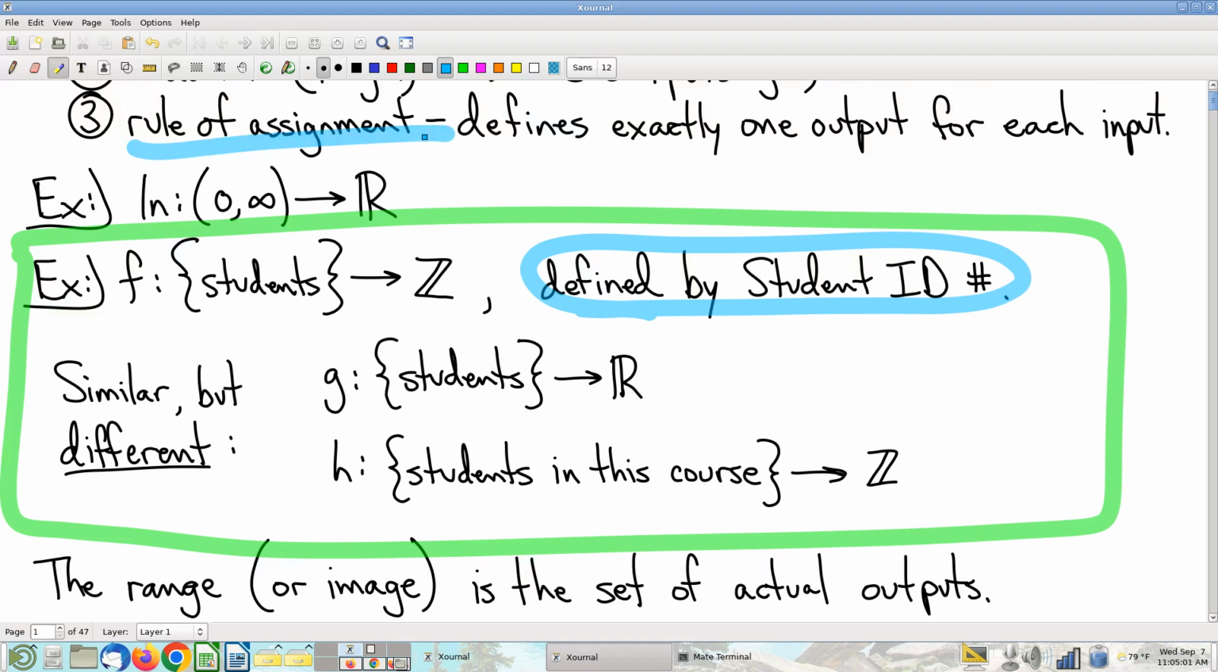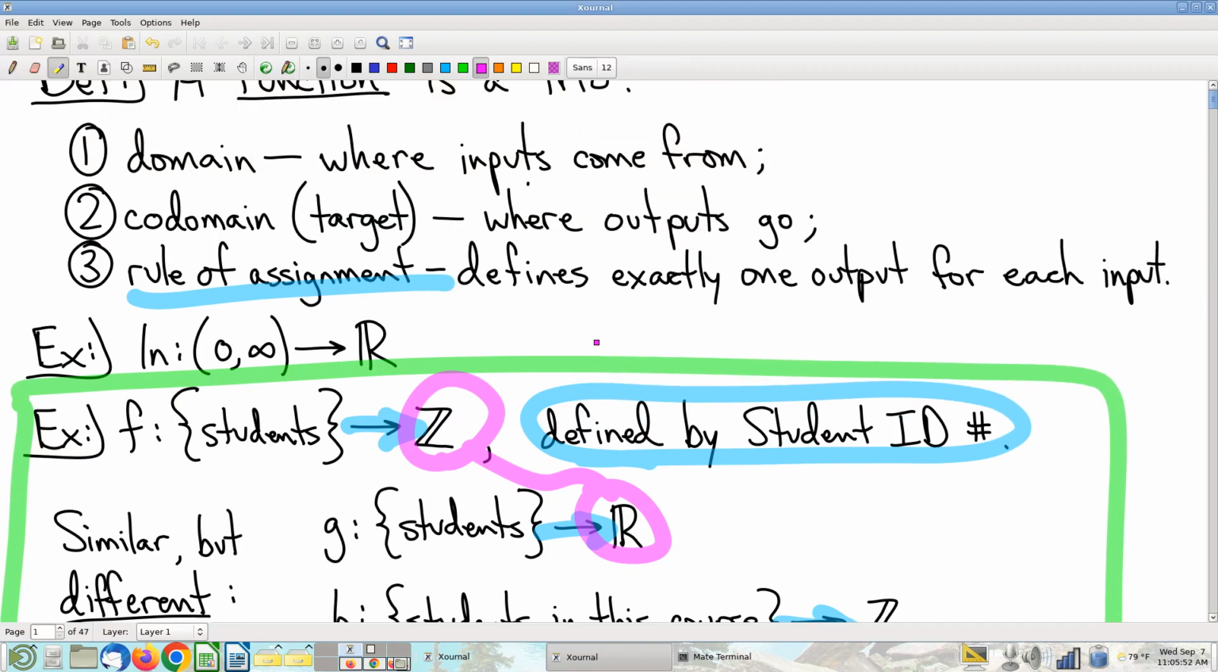So all three of these functions that I have listed here, they all have the same rule of assignment. Very tempting then to say that these are all three, F, G, H, all three the same function. They are not. F and G are different because F and G have different targets. Now that seems so silly. We're looking at the same students. We're getting the same student ID number. Right? But not just being uptight and formal about this, here I was requiring that student ID number be an integer. Here I am not requiring that it be an integer. It is. It always will be, right? But I'm not requiring it. And so this is a different target. That makes it a different trio.